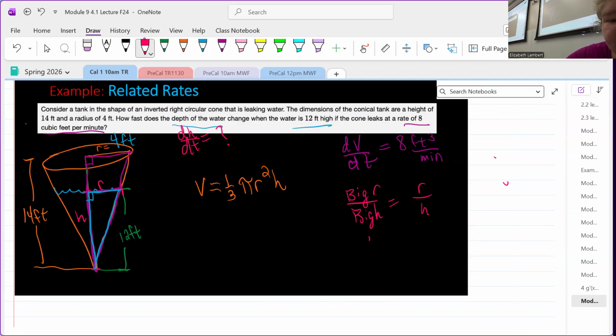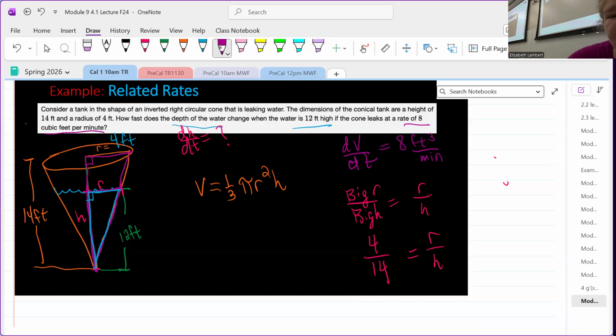My big radius is 4 feet. That's the size of our tank. Our big height is 14 feet. Those two are constant. They do not change. But our little r and our little h, those are going to change based on how much water has leaked out of the tank.